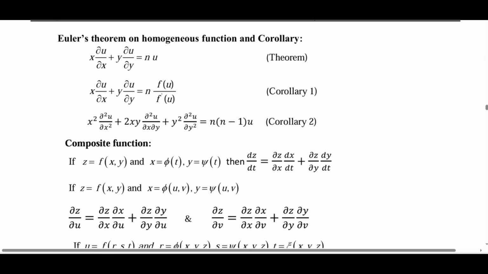x dou u by dou x plus y dou u by dou y equals n u. Then x dou u by dou x plus y dou u by dou y equals n into f of u divided by f dash of u, which is corollary 1. Then x square dou square u by dou x square plus 2xy dou square u by dou x dou y plus y square dou square u by dou y square equals n into (n minus 1) into u, corollary 2.